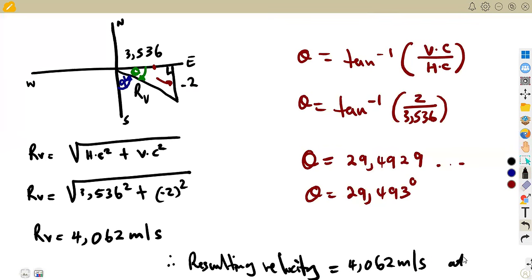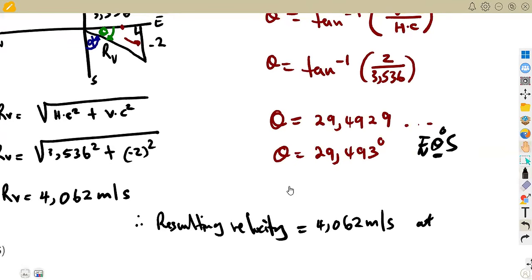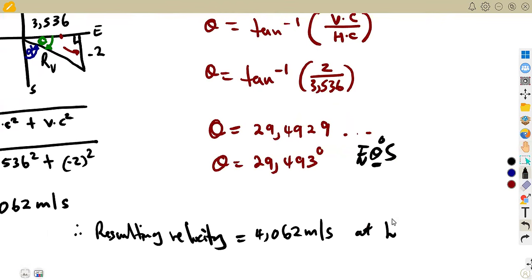This is what is now affecting the direction from the east going to the south. The movement from the east to the south is the angle of theta. So it's supposed to be east theta degrees to the south. We calculated our angle theta, which is 29.493, so it's going to be east 29.493 degrees to the south.